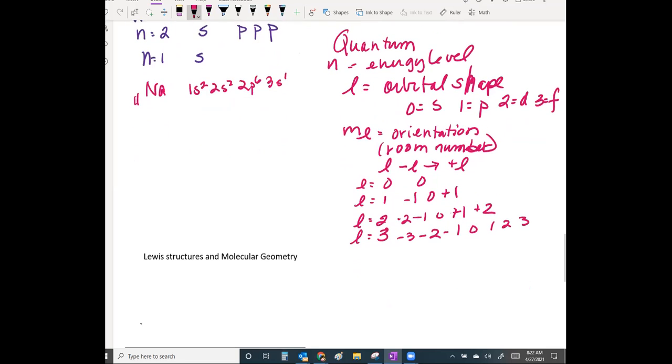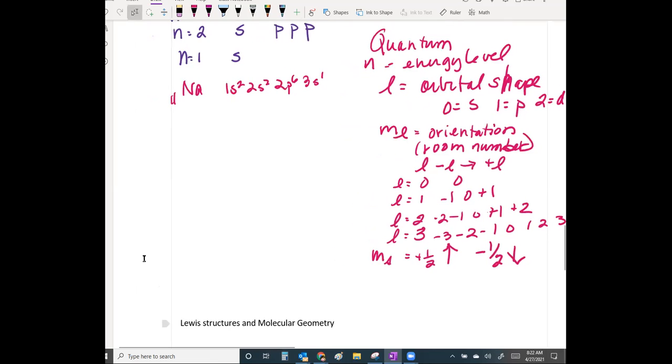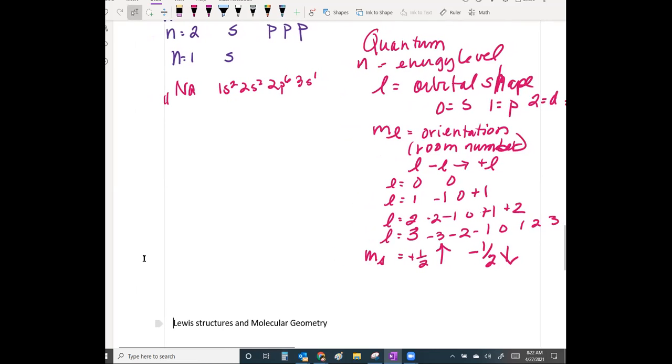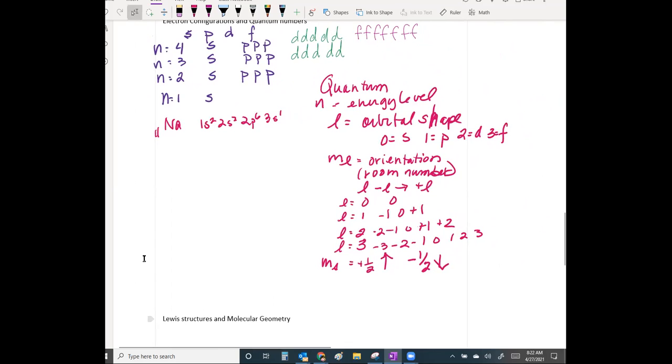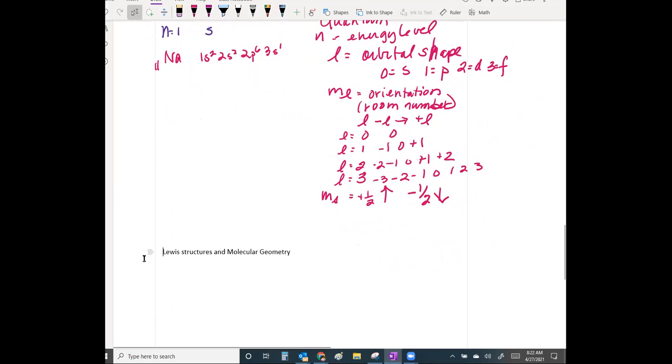And then the last quantum number is ms, which is your spin. If you're spinning up or clockwise, it's +1/2. If it's spinning down or the other direction, it's -1/2. All right, so those are your quantum numbers. Let's see if I've missed anything. All right. Oh, I left out, got to type in here.